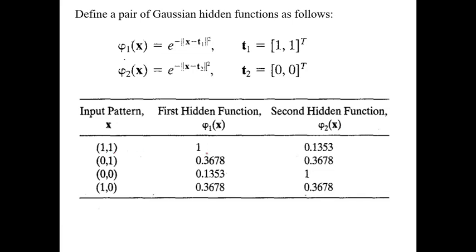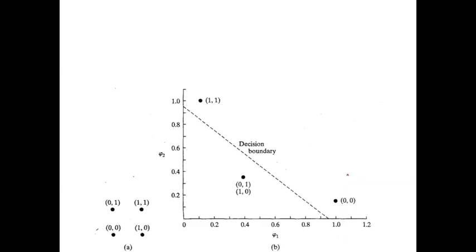(1,1) gives 1, 0.1353. (0,1) gives 0.3678, 0.3678. (0,0) gives 0.1353, 1. (1,0) gives 0.3678. From the second hidden layer to the output layer, we use linear functionality. That means the result will be transmitted as it is. You represent this in the two-dimensional plane graph.